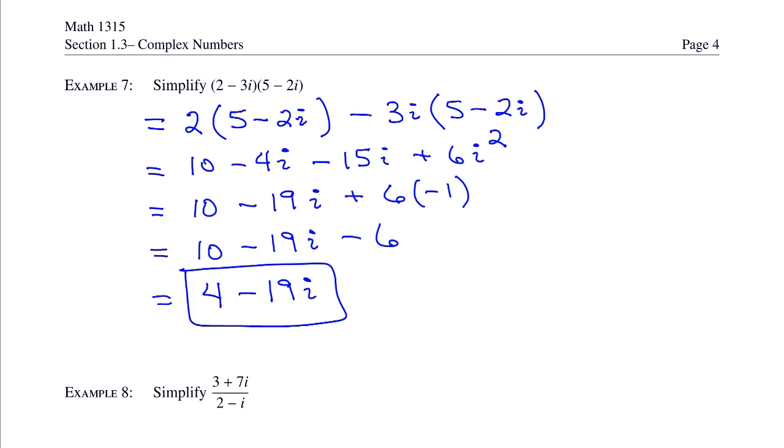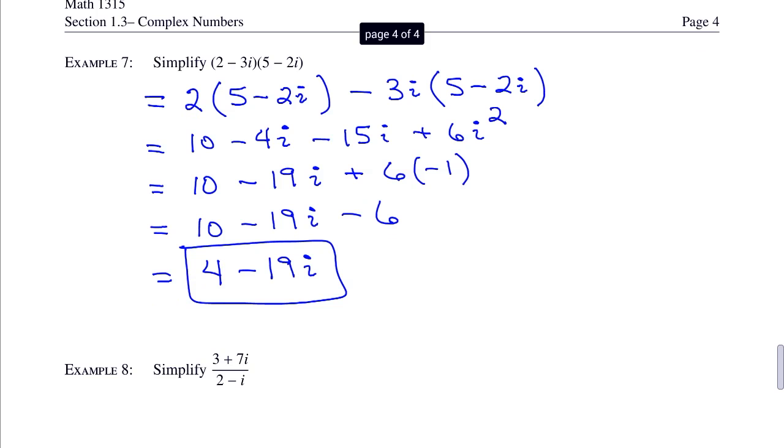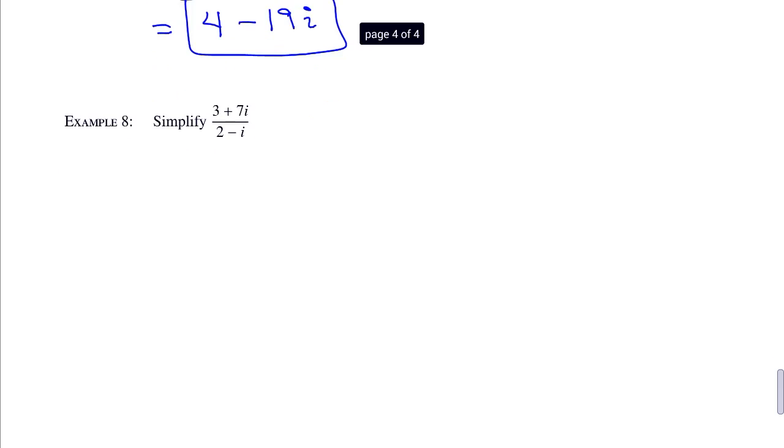In example 8, we have division of complex numbers. Now, the trick to dividing 2 complex numbers, we need a new term, and that term is called the conjugate. So the conjugate of a complex number, a plus bi, is found by taking the middle term and switching it from adding to subtracting or subtracting to adding. So if we have a plus bi, the conjugate is a minus bi. If we had started with a minus bi, then we would end up with a plus bi.